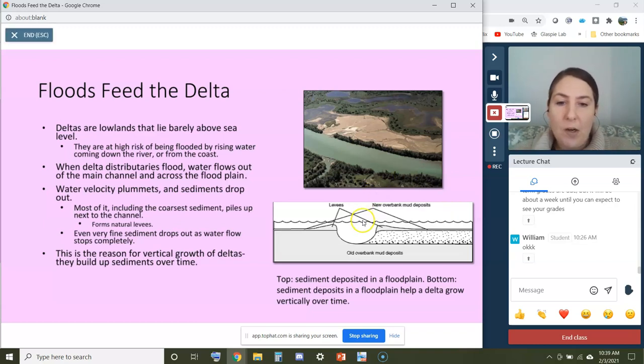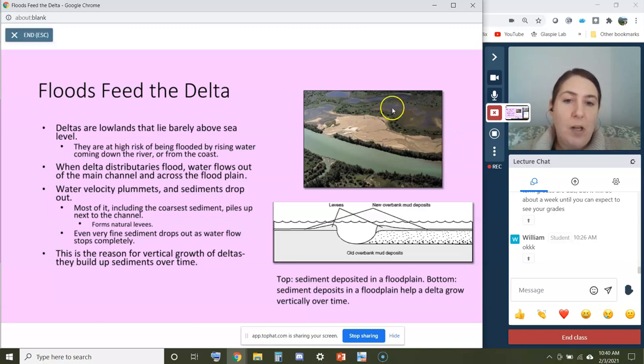So most of it, including the coarsest sediment, will pile up right at the banks of the river, right as that water starts to slow down. And this forms natural levees, so natural riverbanks that are built up. And so when the floodwaters recede, they leave behind these hills that will help to keep the river on course in the future until the next flood happens. And then this water is not really going to come back to the river, and so even the very fine sediment contained in those floodplain waters will drop out as the water flow stops completely, and eventually all of that water just evaporates.